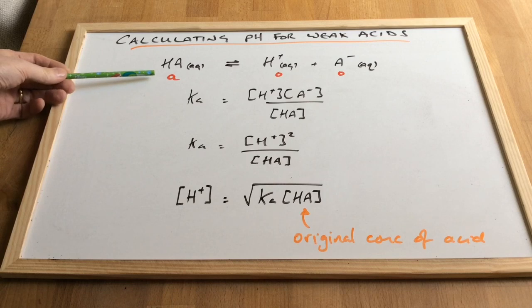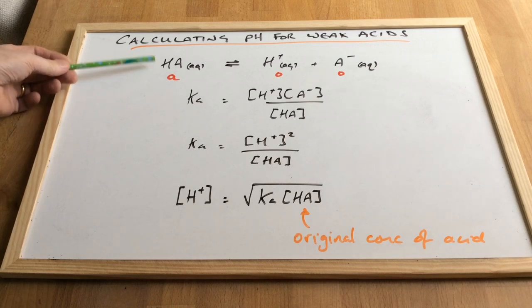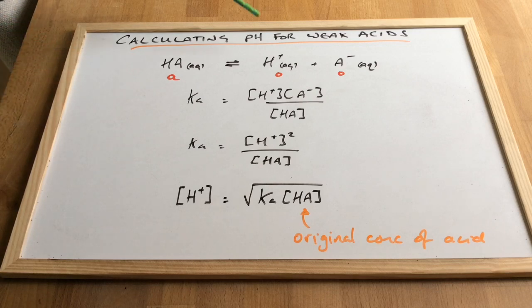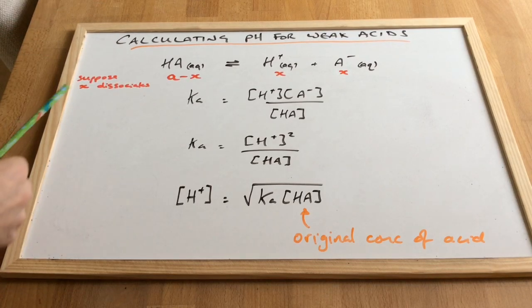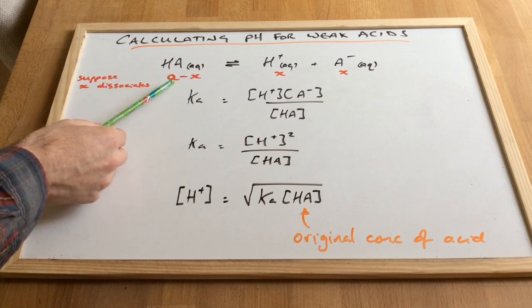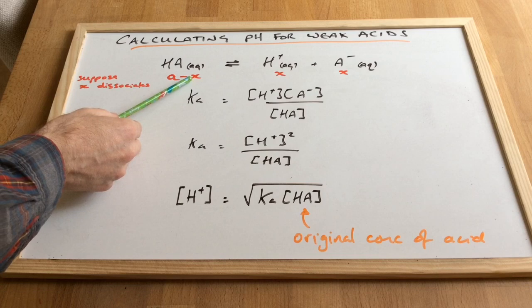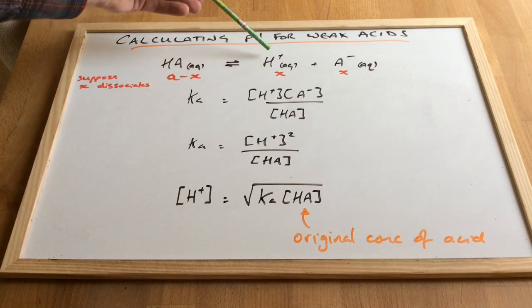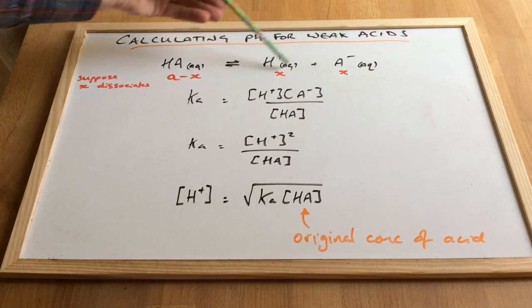So you can see in red there I've put some extra information. So we'll say that the original concentration, or the starting concentration of the acid, the weak acid, is A moles per decimeter cubed. That means that initially we have no H plus and no A minus. Now let's suppose that X moles of HA dissociates. So at equilibrium we would have A minus X of acid actually left, and we'd have X moles of H plus and X A minus. Remember, they're always the same.